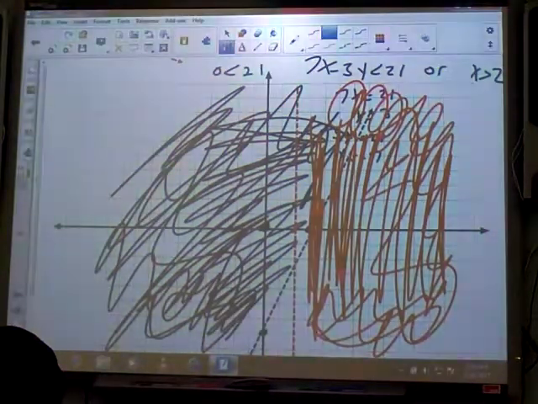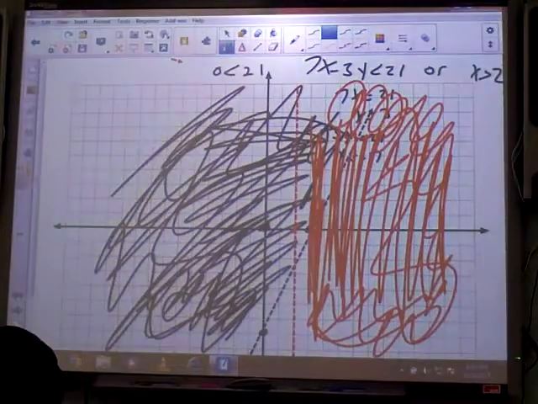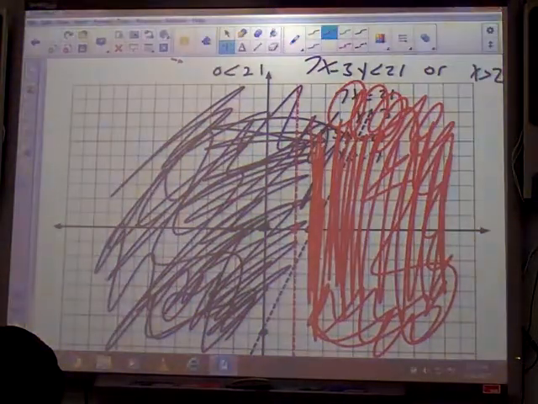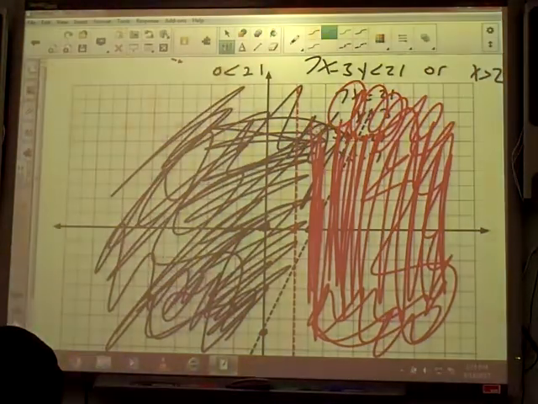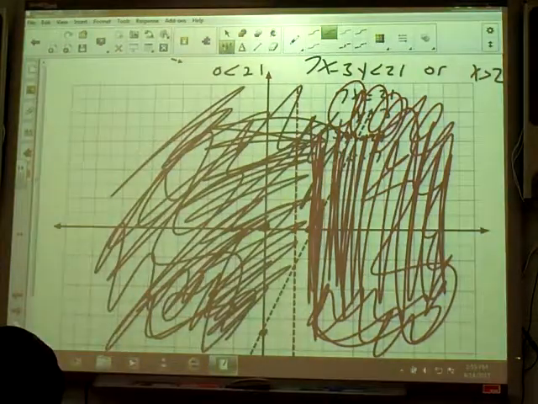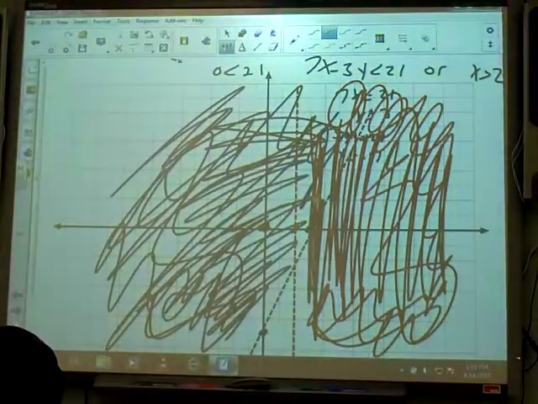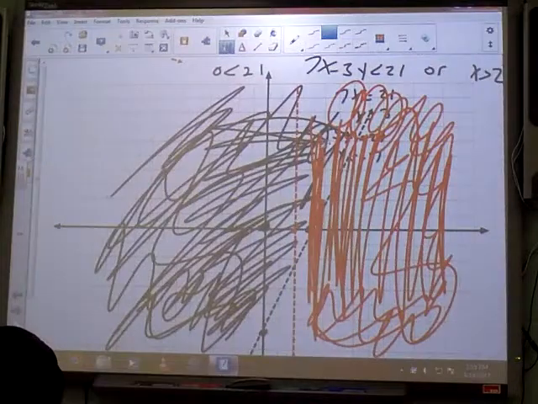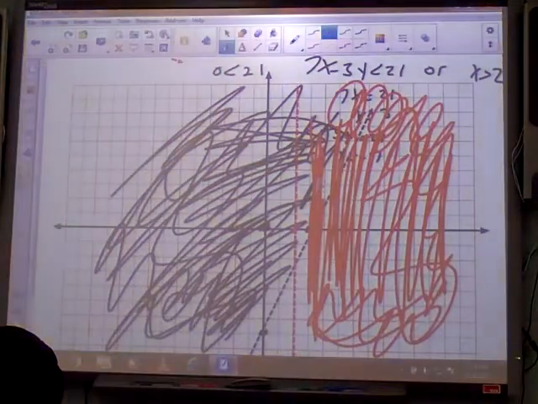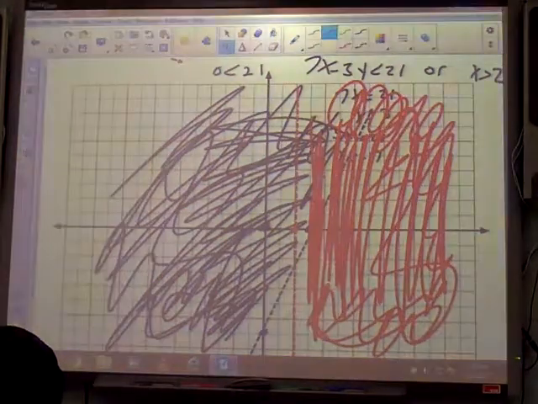Okay, now this one was an or. That's important. If it had been an and, I'd have a real small section that overlaps. Right in there where my mouse is going crazy is the only place that an and would be found, right? This one says or. So it's anything that's shaded at all.